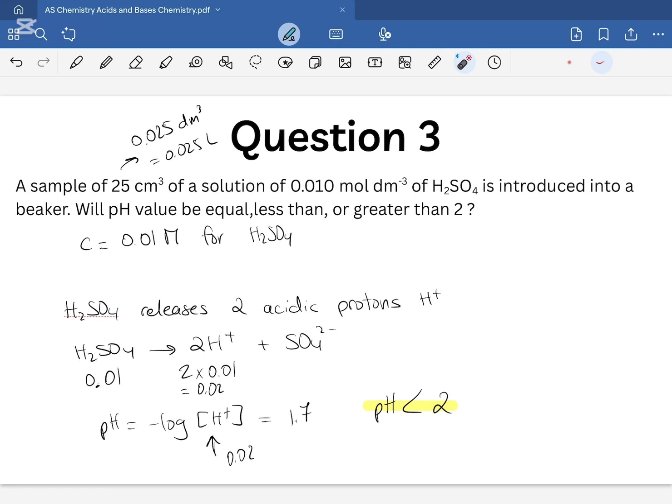A sample of 25 centimeter cube of a solution of 0.01 M H2SO4 is introduced into a beaker. Will the pH value be equal to, less than, or greater than 2? So the concentration is given as 0.01 M for the H2SO4. Now H2SO4 releases 2 acidic protons, H plus. So if it's 0.01, I have to multiply by 2. The concentration will be 0.02 M. And then I will use the formula pH equals minus log H plus. It's going to be 1.7. Therefore, the pH is going to be less than 2.